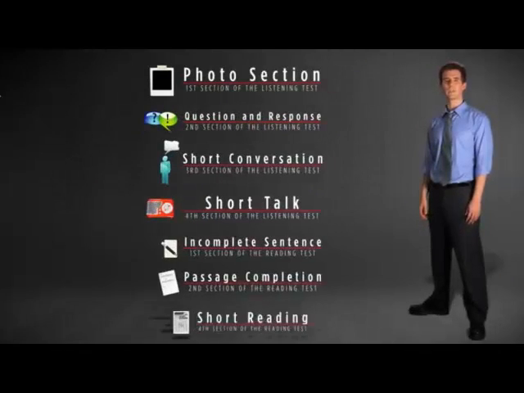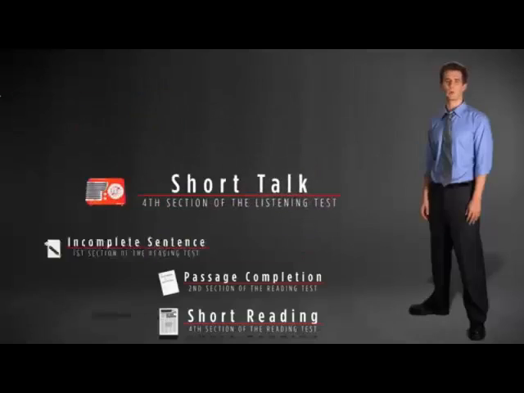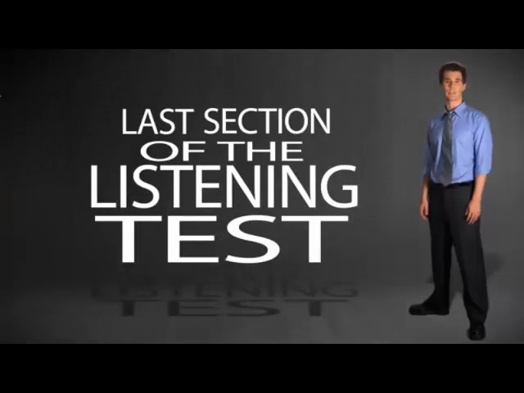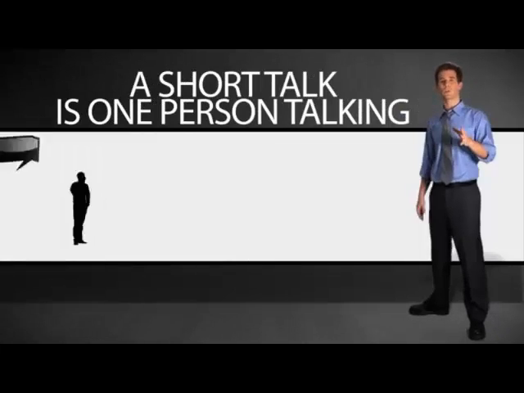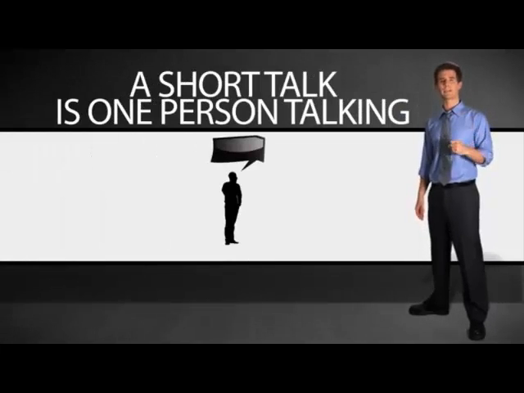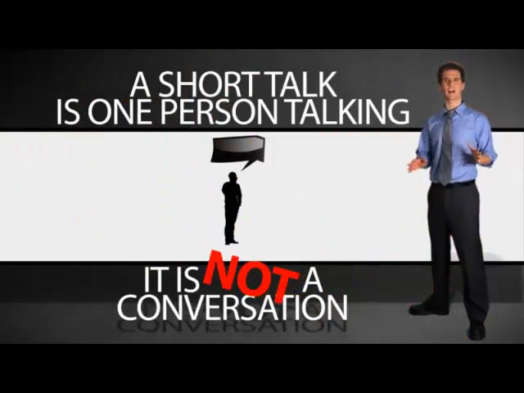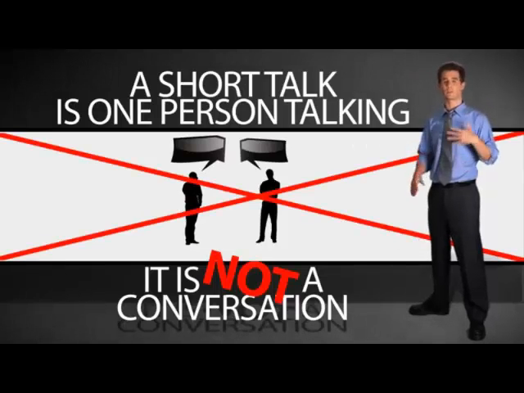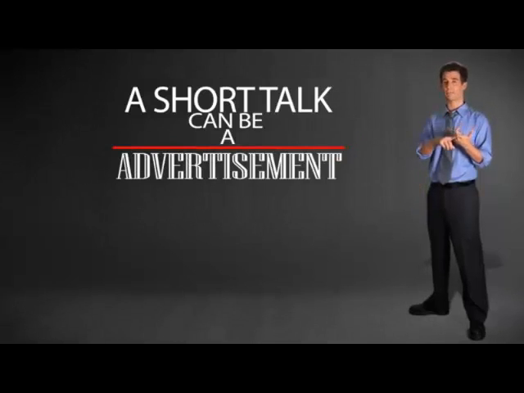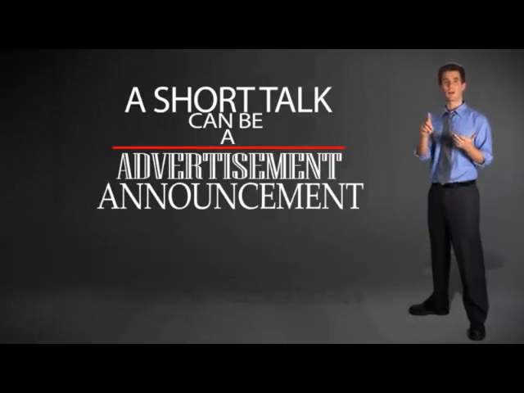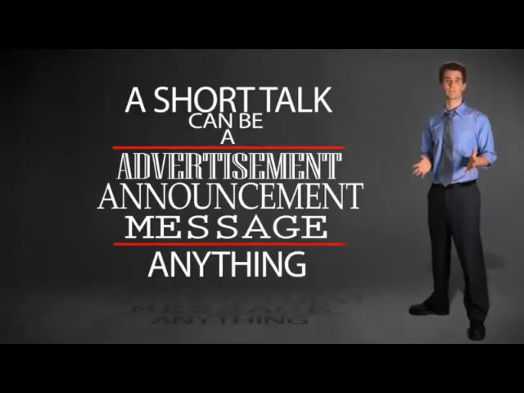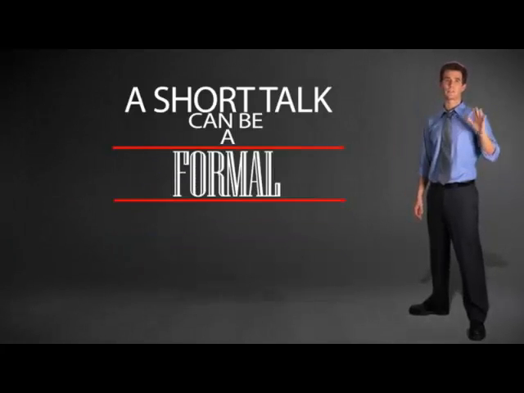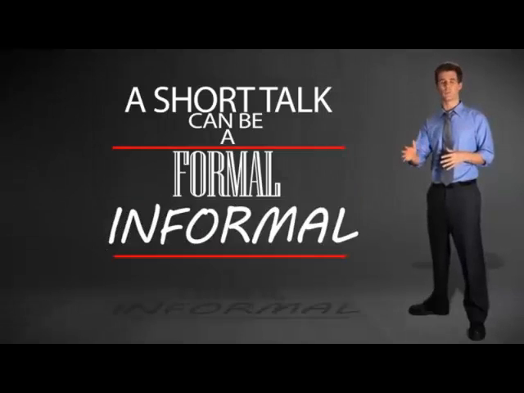Today, we're going to take a look at the short talk section of the TOEIC test. Now, the short talk section is the last section of the listening test. A short talk is a monologue. Basically, a monologue is one person talking. It's not a conversation. It's not 2 people speaking with each other. Now, a short talk can be an advertisement, announcement, a message, really anything. Sometimes a short talk is formal and sometimes it's informal.